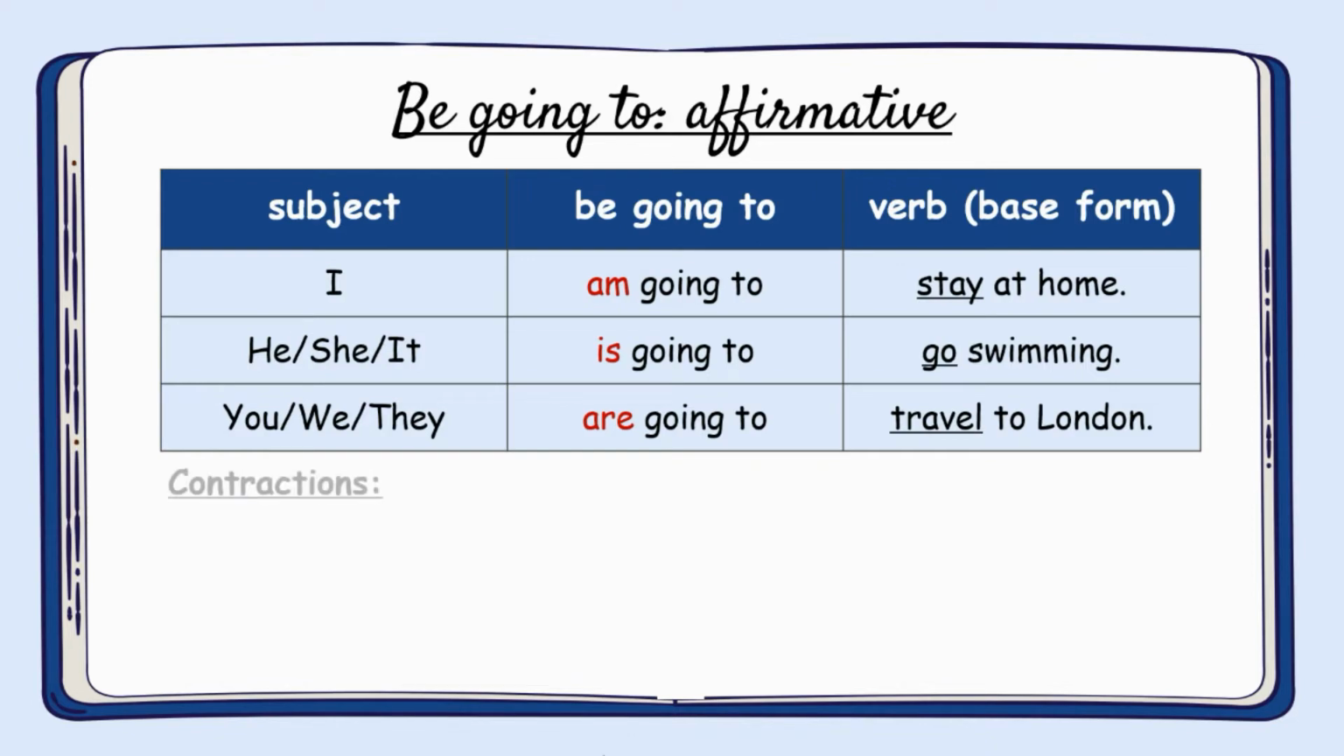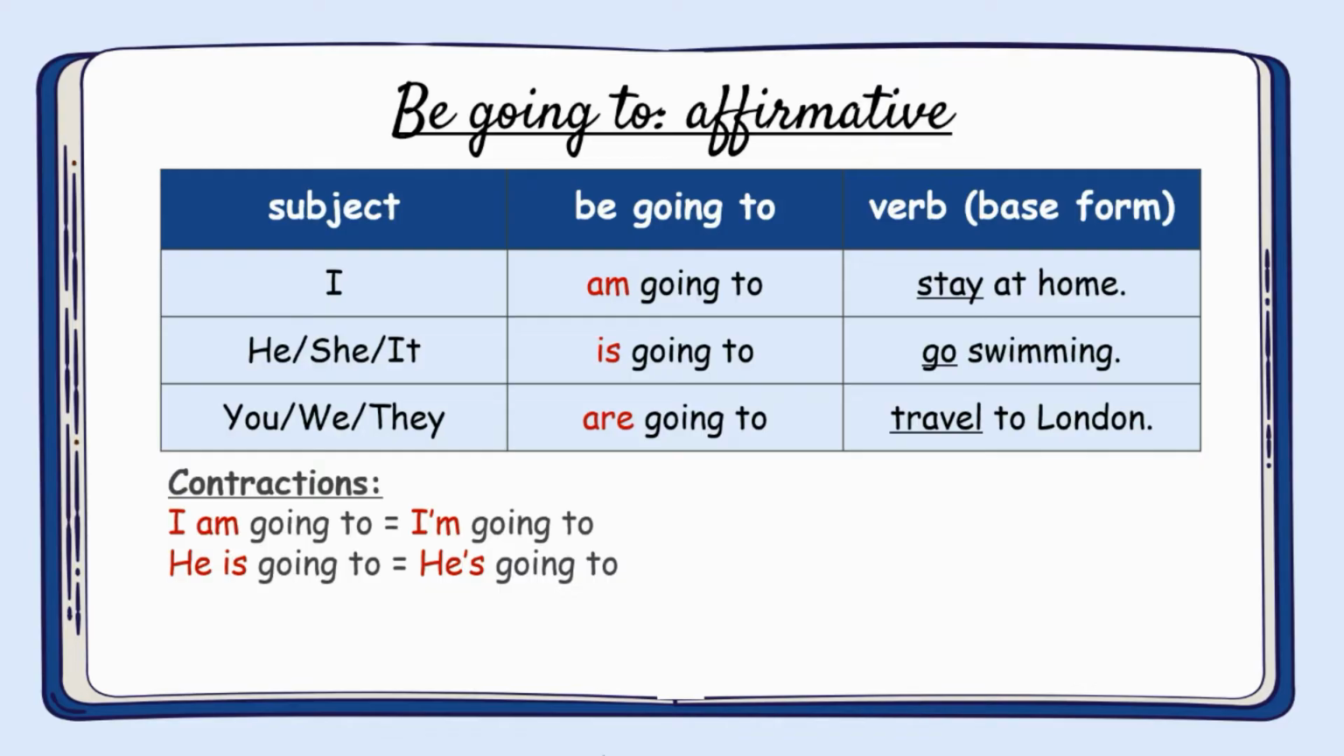We can also use contractions when we are speaking. I am going to, I'm going to. He is going to, he's going to. They are going to, they're going to.